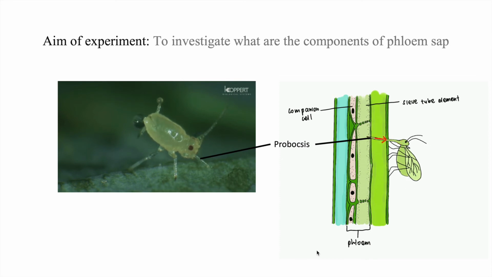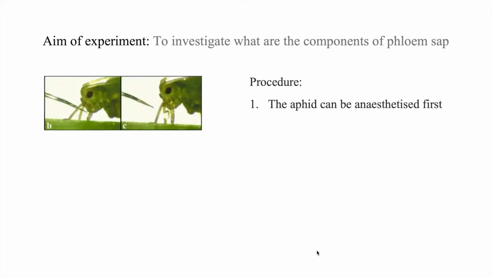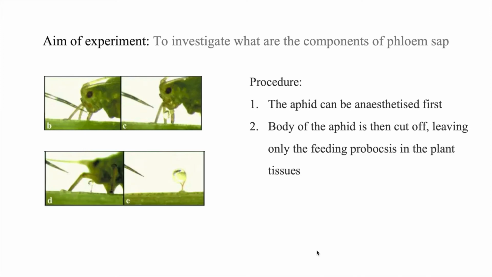So let's find out the procedure of this aphid experiment. Firstly, the aphids are anesthetized. Next, the body of the aphid is cut off, leaving only the feeding proboscis in the plant's tissue. Why do we anesthetize the aphid? Please write down your answer in your worksheet.